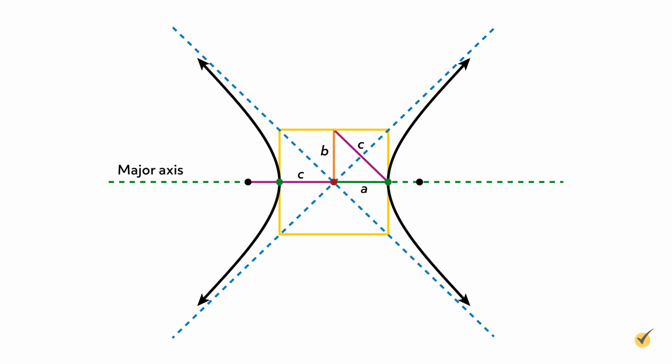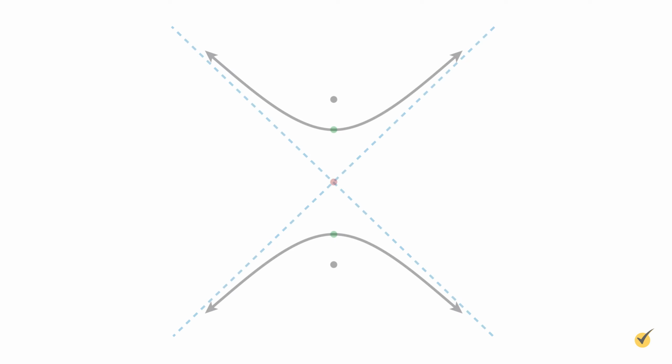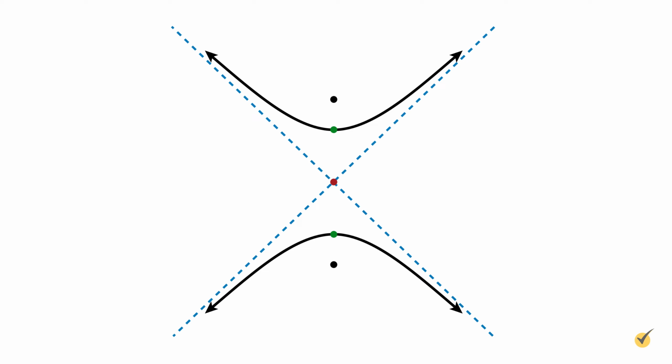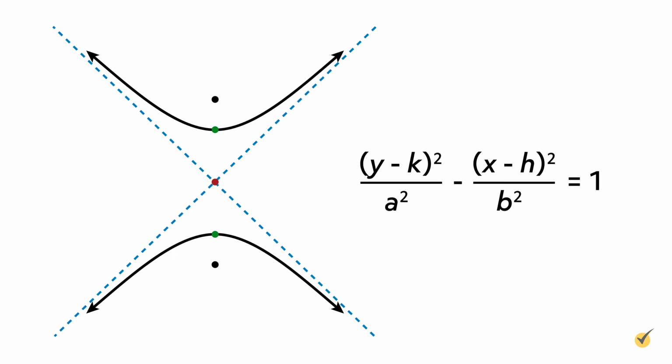If we rearrange the Pythagorean Theorem, we can use it this way. B squared equals C squared minus A squared. None of this changes too much when our hyperbola is oriented vertically instead of horizontally. Our equation rearranges slightly to y minus k squared over a squared minus x minus h squared over b squared equals 1. Notice that the y term comes first and is over the a squared. That's because a is always on the major or transverse axis, and with a vertical hyperbola, our major axis is parallel to the y-axis.